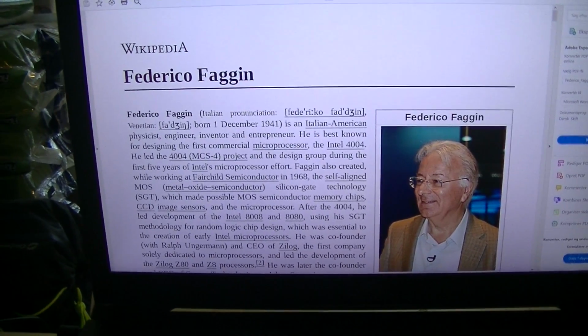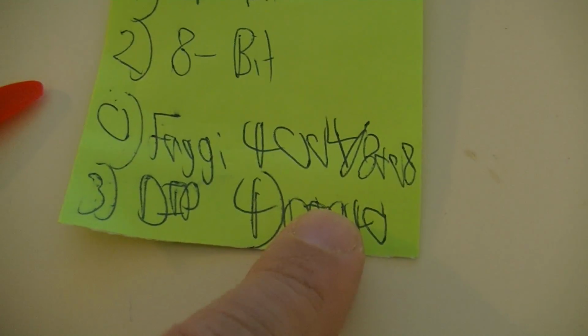But before that, we need to know what 4 bits is. I think we should do that next time. What is 4-bit and what is 8-bit? What is 4-bit computing and what is 8-bit computing? We need to know that. But I think before we do that, we play the Federico Faggin video. So let's put that to 0. Then we do the 4-bit, then the 8-bit, and then what a DIP is and what a DIP 40 is.